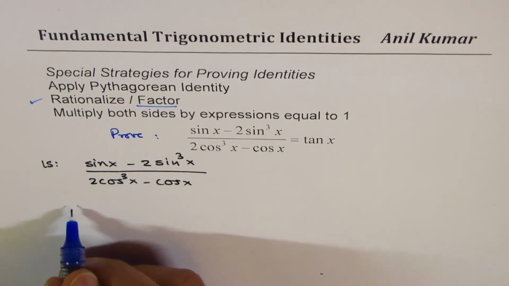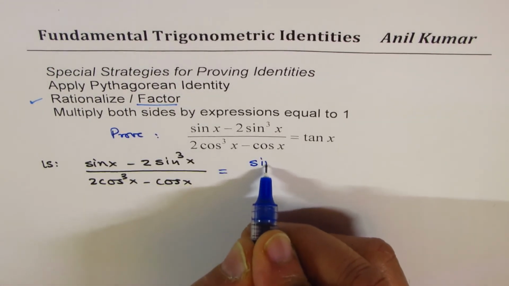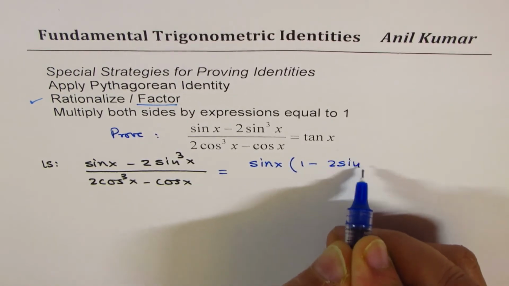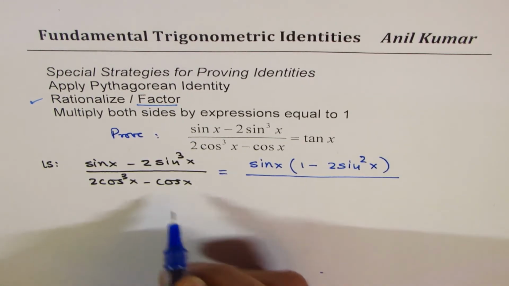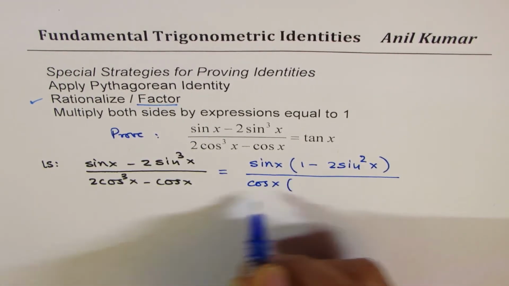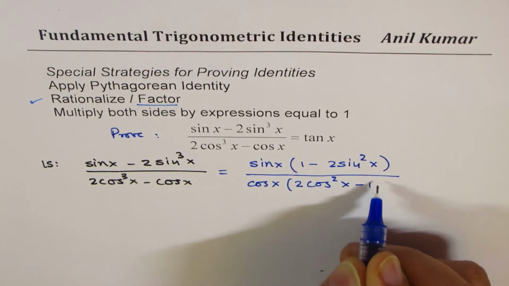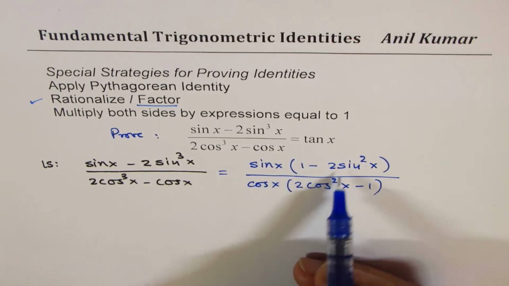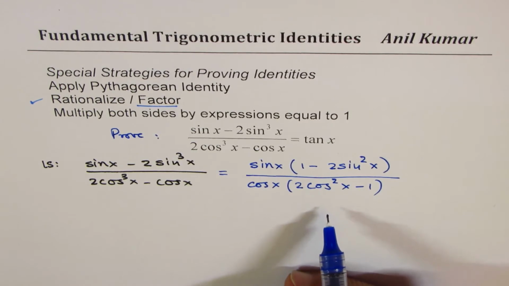Now let's factor. So if you factor, what do you get? You can factor sine x from the numerator. You get 1 minus 2 sine square x. In the denominator, you could factor cos x and you get 2 cos square x minus 1. So you can see tan x is already there. These terms, if they cancel out, you have achieved what you wanted to achieve, right?